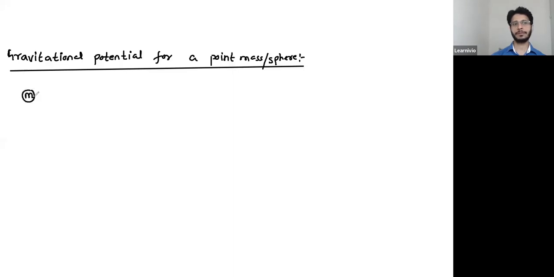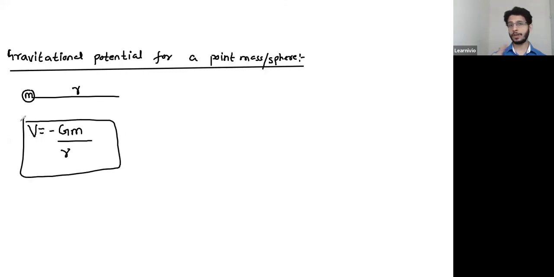say you have a mass m, and you're supposed to calculate potential at a separation r. So at a separation r, the expression of potential is minus GM by r. In field, it was GM by r square, but here it's minus GM by r. This is gravitational potential for a point mass or for a sphere. This negative sign again shows that force is attractive.